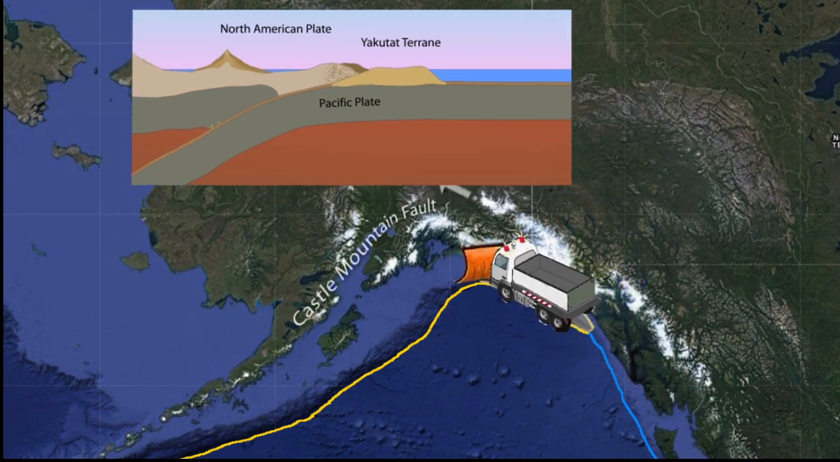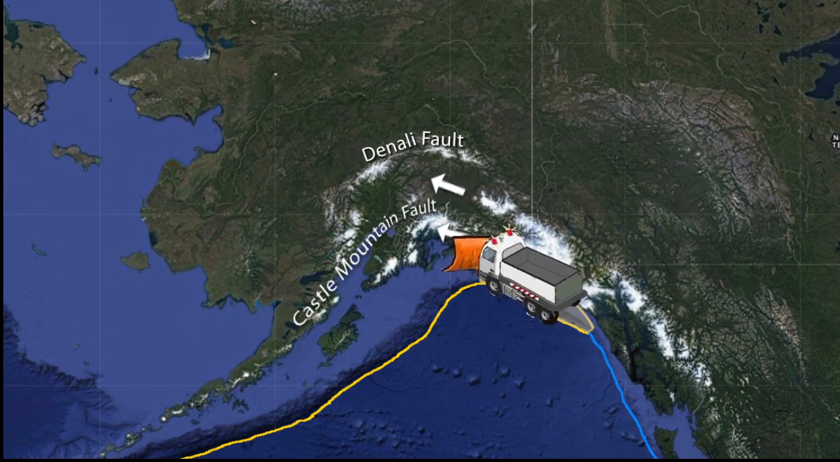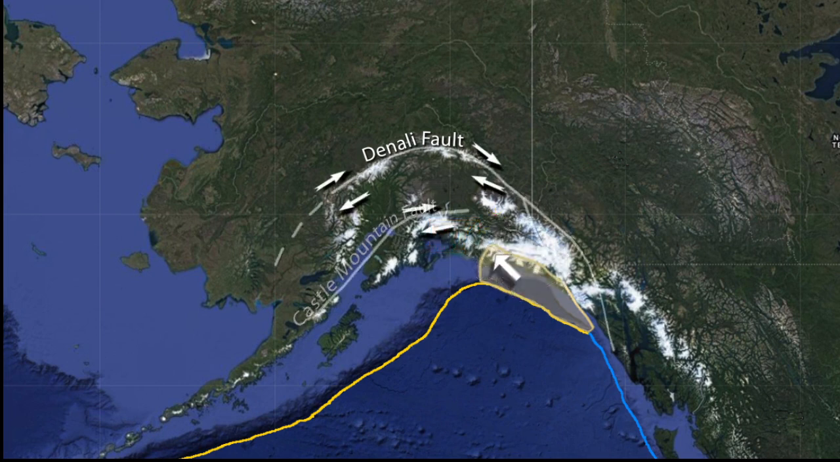It now acts like a geologic snowplow, driving immense blocks of continental crust in a counterclockwise rotation. Right lateral strike-slip faulting along the Castle Mountain and Denali faults accommodates this crustal block rotation.